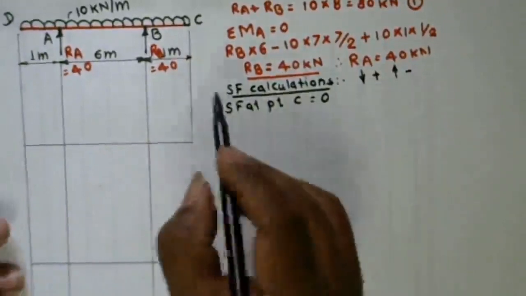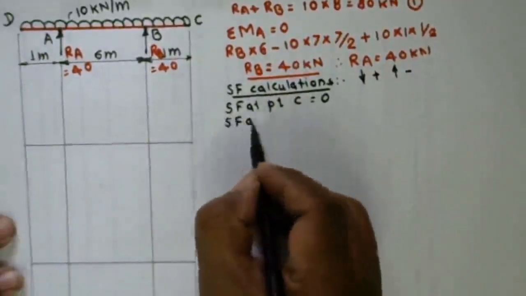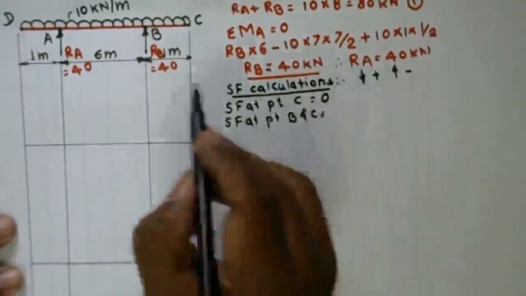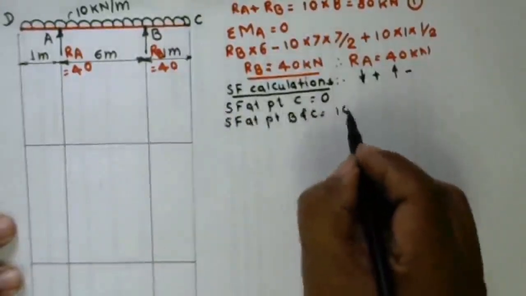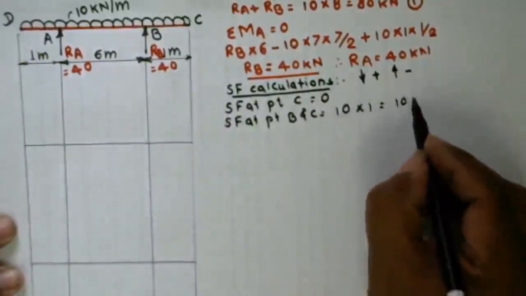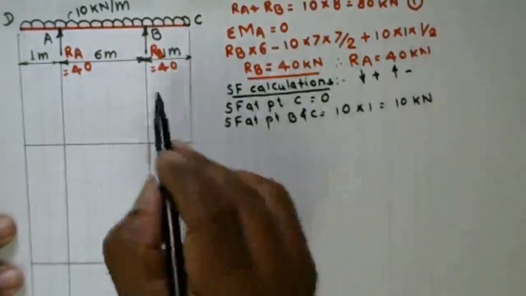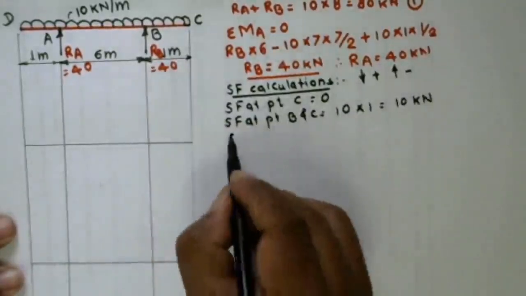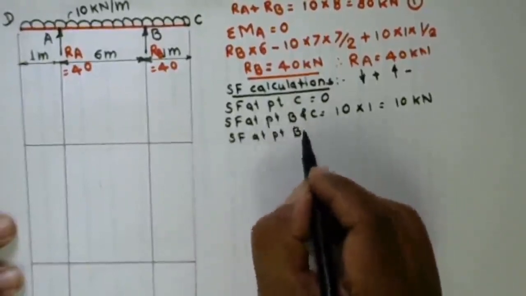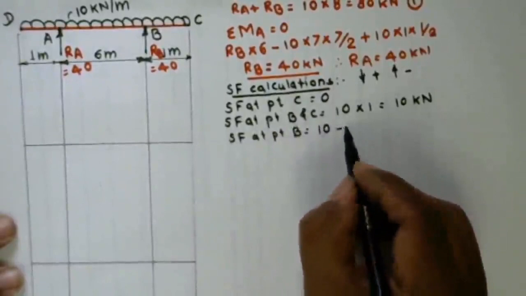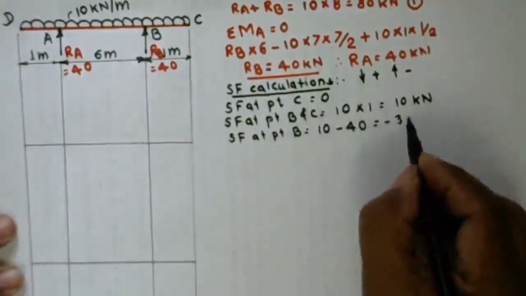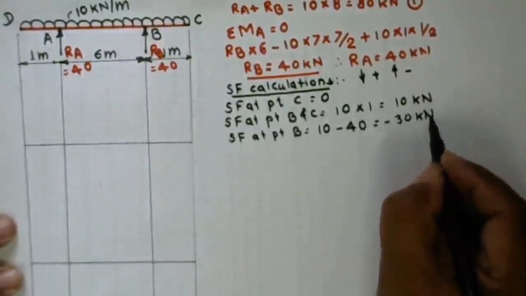In that case, the shear force at point B and C is equal to the rate 10 into span 1, so it becomes 10 kilonewton. At point B, 40 kilonewton is acting. So the shear force at point B is equal to 10, but it is acting in the upward direction, so minus 40. This becomes minus 30 kilonewton.